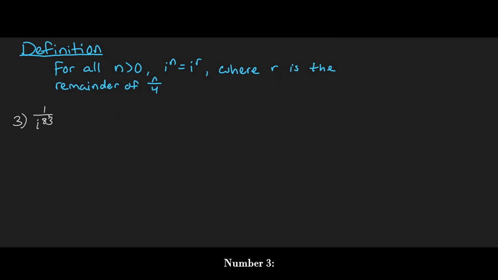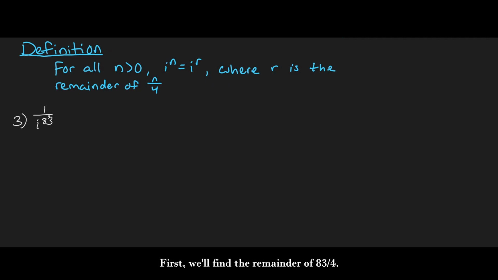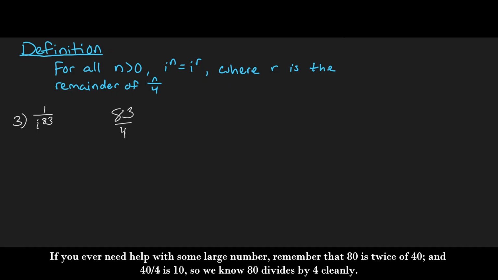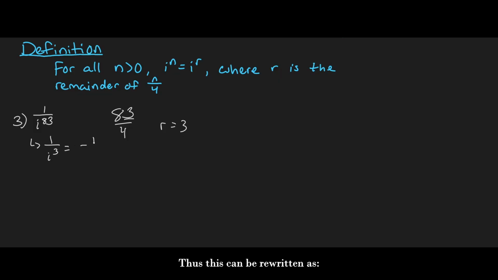Number 3, 1 divided by i raised to the 83rd power. Here we have our imaginary unit in the denominator. We're going to leave it here first, because we don't want to have a negative exponent. First, we'll find the remainder of 83 divided by 4. If you ever need help with some large numbers, remember that 80 is twice of 40. 40 divided by 4 is 10. So we know 80 divides by 4 cleanly. That leaves us 1, 2, 3. So the remainder equals 3. Thus, this can be rewritten as 1 divided by i to the 3rd power, which equals 1 over -i.